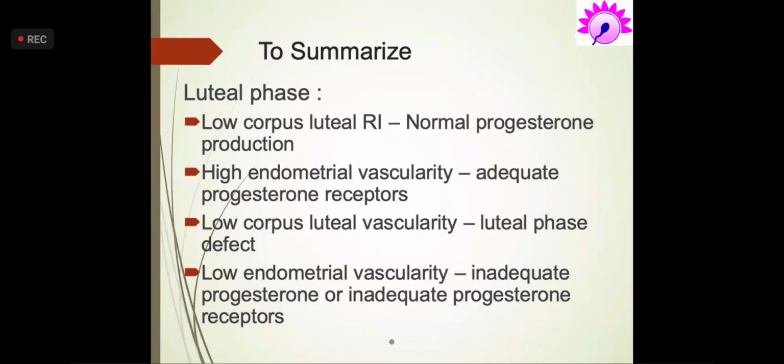Luteal phase, we have already just discussed: normal progesterone level identified by normal corpus luteal RI, normal progesterone receptor development by normal endometrial flow, low resistance endometrial flow, low corpus luteal vascularity, luteal phase defect because of corpus luteal inadequacy, low endometrial vascularity because of inadequacy of the progesterone receptors or inadequate progesterone levels, and luteinized unruptured follicle, hyperechoic walls with high resistance. And remember, in luteinized unruptured follicle, there will be no hemorrhagic echogenicities inside the endometrium.